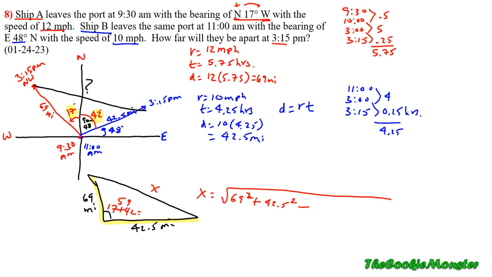The -2 is fixed in stone, it doesn't change. You multiply the -2 by the two sides again, and this time we're not going to square them. Then you multiply this by the cosine of the included angle, which is 59. When you put this in the calculator, I would get 59.55 miles right there.